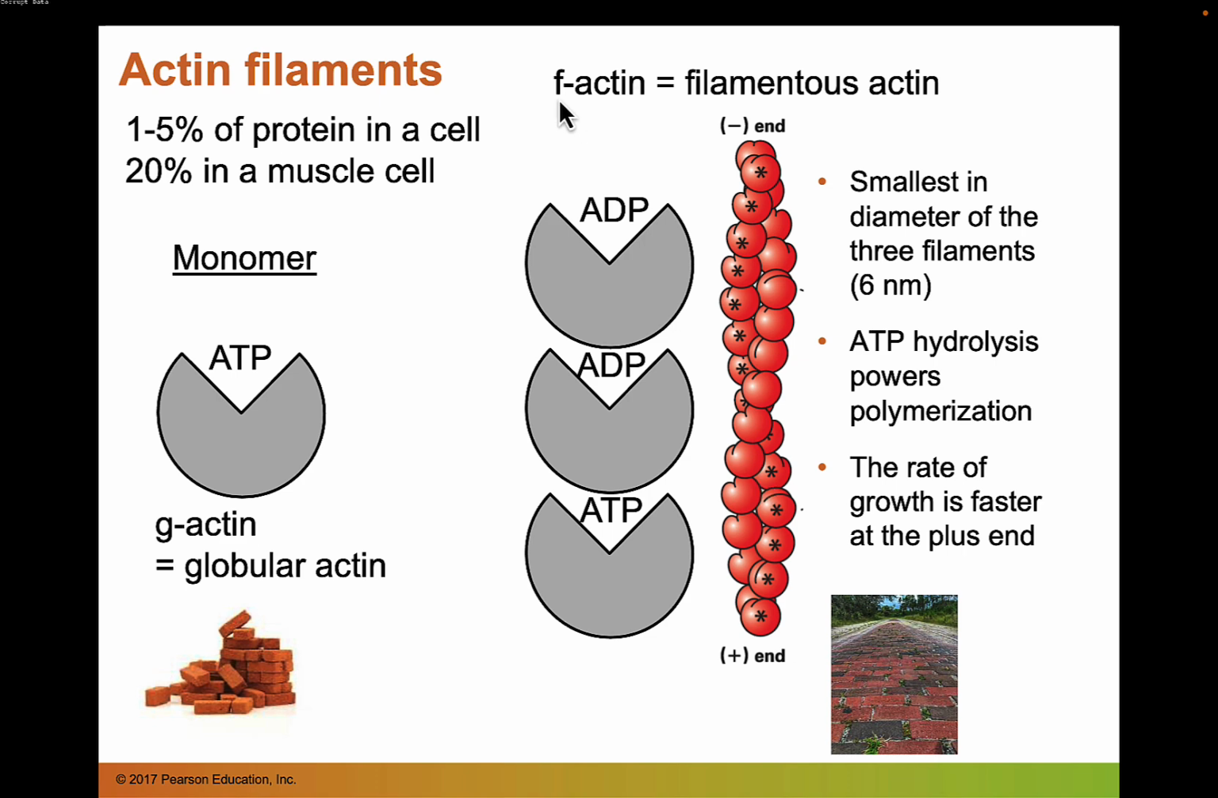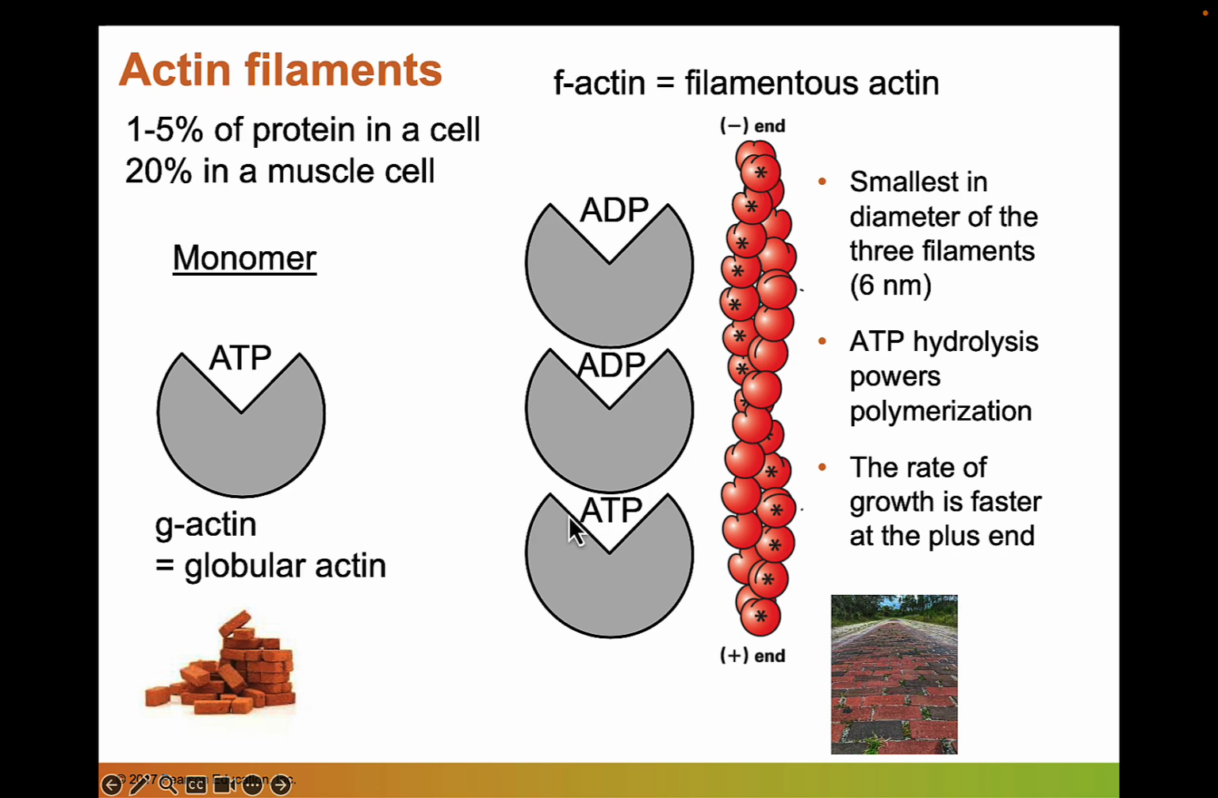And so when globular actin associates with other actin monomers, we call this polymerization. And they're associating via non-covalent interactions, okay? Once we have one strand, this will wrap around another strand, and it will give us an actin filament. And these are the smallest, as I mentioned, in diameter, they're about 6 nanometers. ATP hydrolysis, so you can see this ATP is going to ADP as it's being added to the growing strand, is what powers polymerization, so it provides the energy for actin to grow.